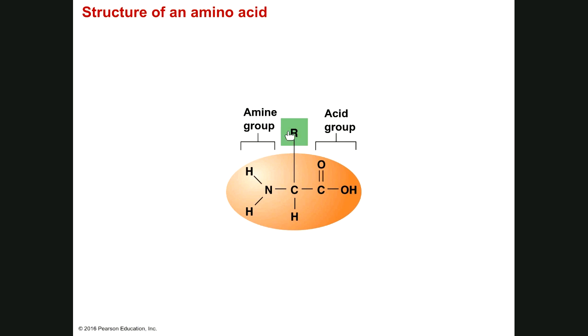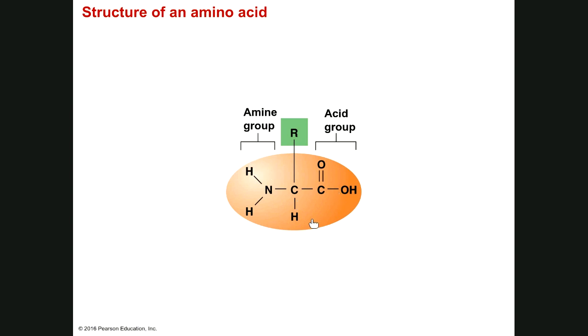The R out here means there's going to be some other entity bound to this amino acid, which gives this amino acid its specific identity, right? Because remember, we have 20 different amino acids. So it's this R group that will give it its identity, whether it's valine or cysteine, whatever. But here is the general universal structure of the amino acid.